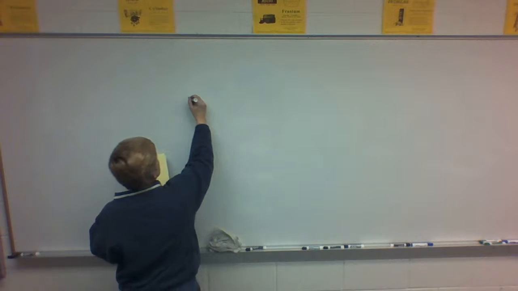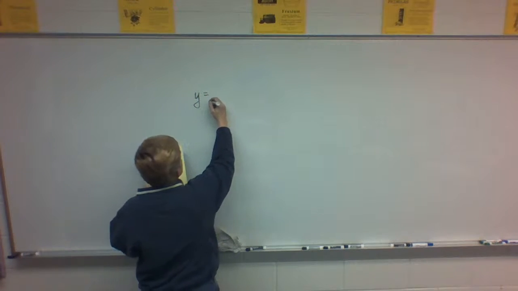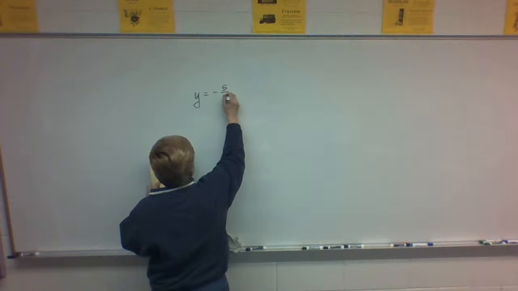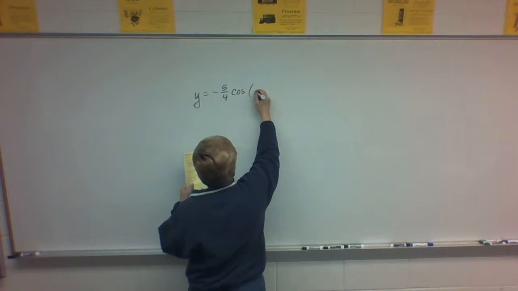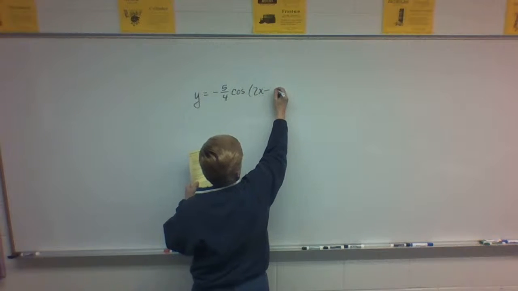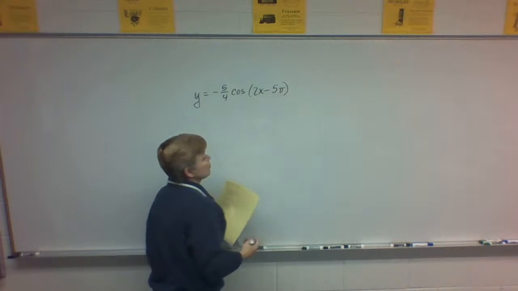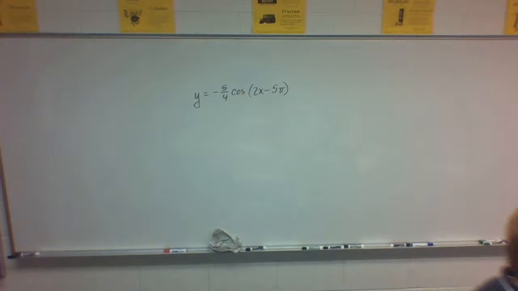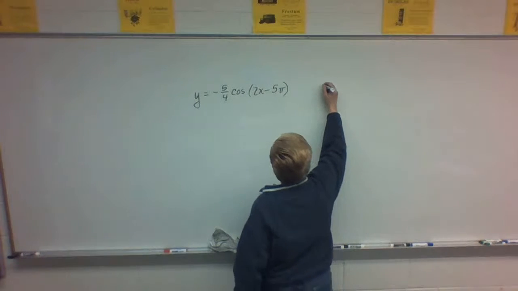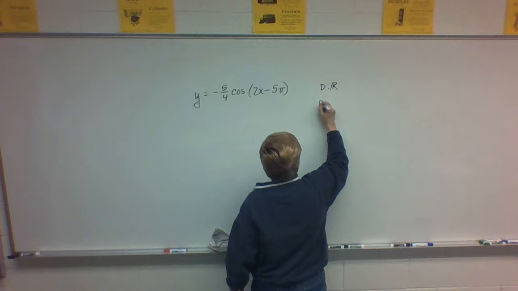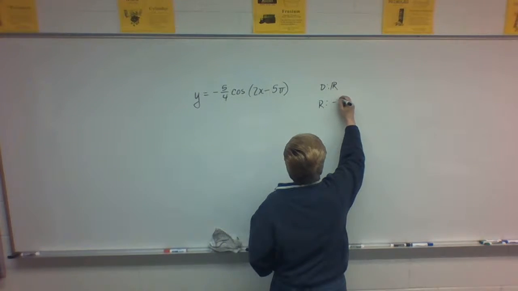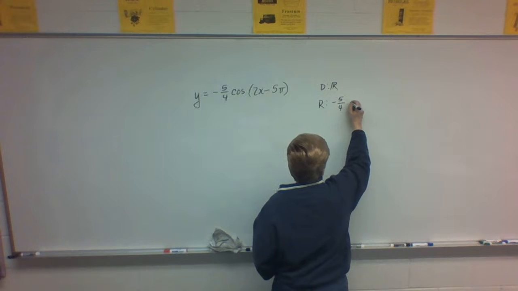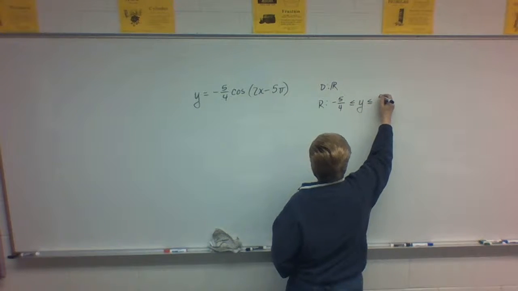It's something like this. The equation that you're supposed to be looking at: y equals negative 5/4 times the cosine of, just say, 2x minus 5 pi. So what's the domain of this function? All real numbers, because it's cosine. So the domain, all reals. What's the range? Negative 5/4 to 5/4, negative 5/4 less than or equal to y, less than or equal to positive 5/4.